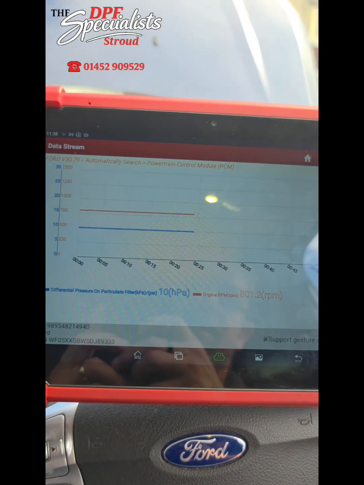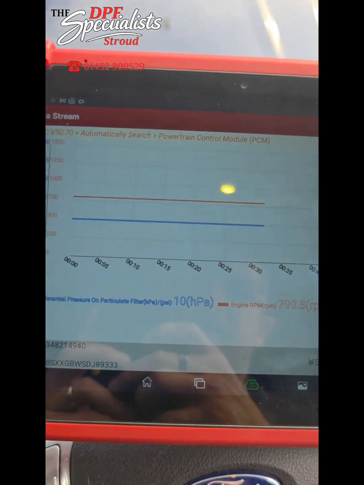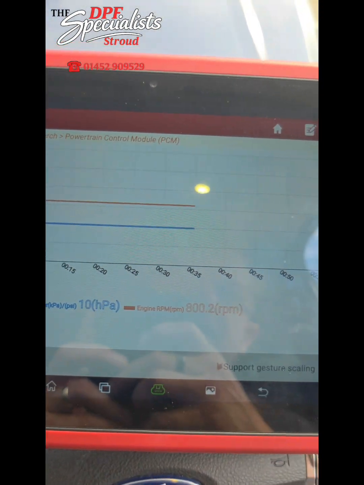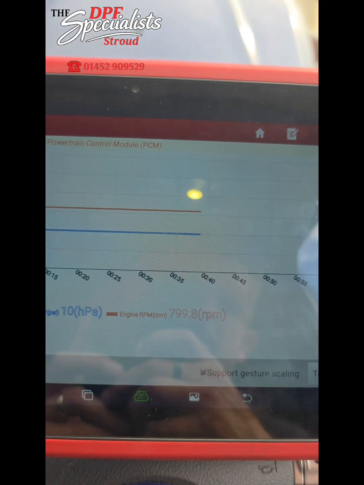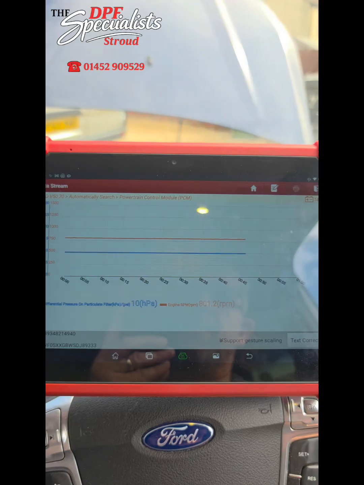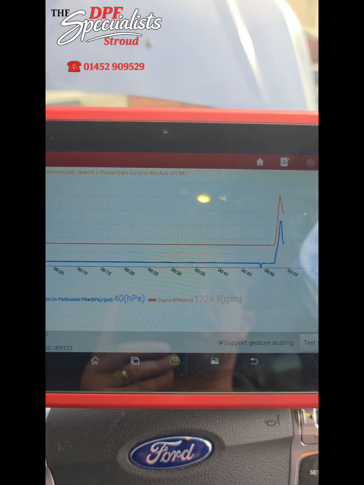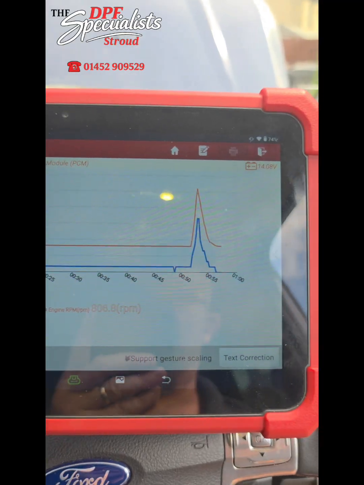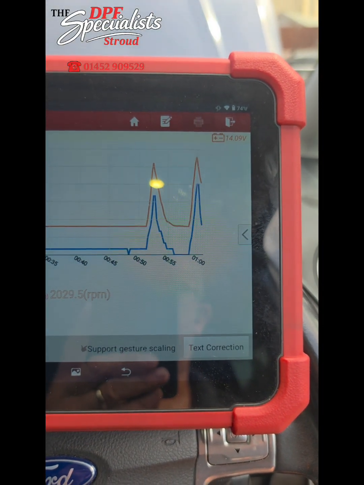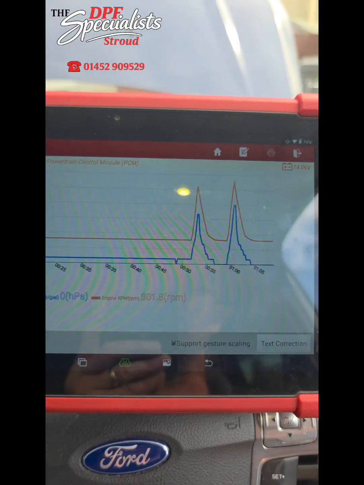So as you can see there, guys, I've brought up the graph of the differential pressure. That's the blue one. That's at 10 HPA or 10 millibar of pressure. The engine RPM is around just below 1000 RPM. So what we can do is rev it now. Hopefully watch it spike, and when it spikes, we want it to follow the same pattern, rising and falling at the same sort of pace. Yeah, no issue there from what I can see.